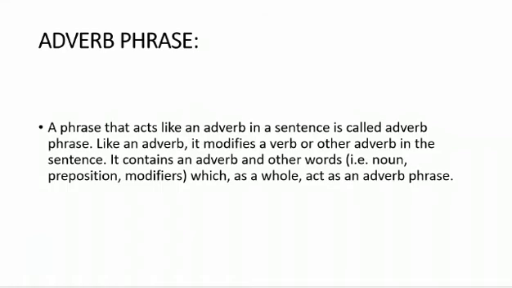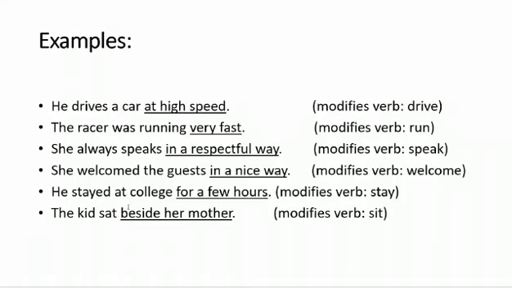Now look at these examples. Number one, he drives a car at high speed. Well, if you look at this underlined part of a sentence, you see that how does he drive a car? He drives a car at high speed. At high speed defines the verb drives. It modifies the verb drive, therefore, it is an adverb phrase.